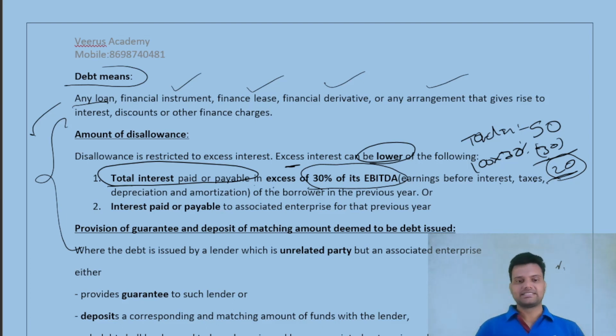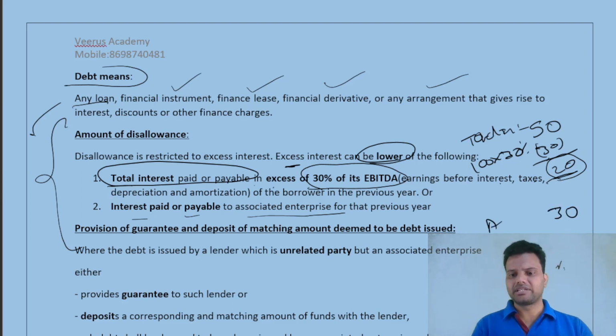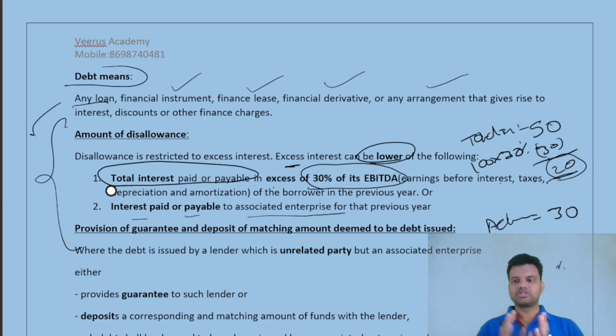Now, the second condition. Interest paid or payable to the associated enterprise. That means the actual interest paid by one associated enterprise to another. Let us say the actual interest is 30. Now, condition 1 gives 20 and condition 2 gives 30, and the lower of these two is allowed. So what is the allowable expenditure? That is 20.